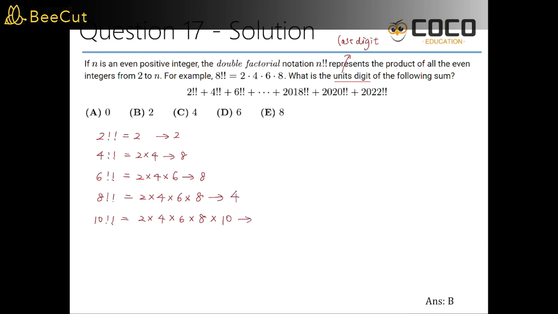When you times 10, the last digit is a 0. So after 10 double factorial, all of them, the last digit is a 0. Then we just add those that are not 0 together. So the last digit is a 2. Answer is B.